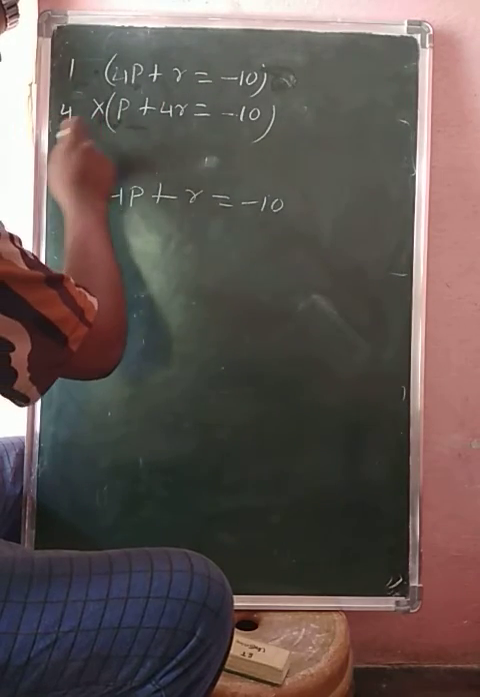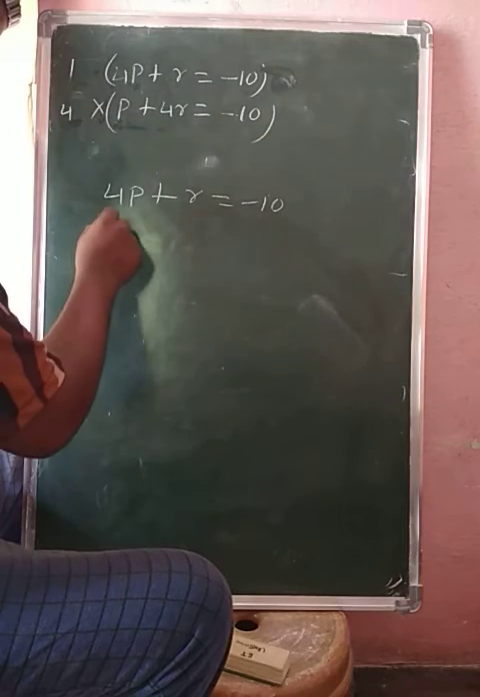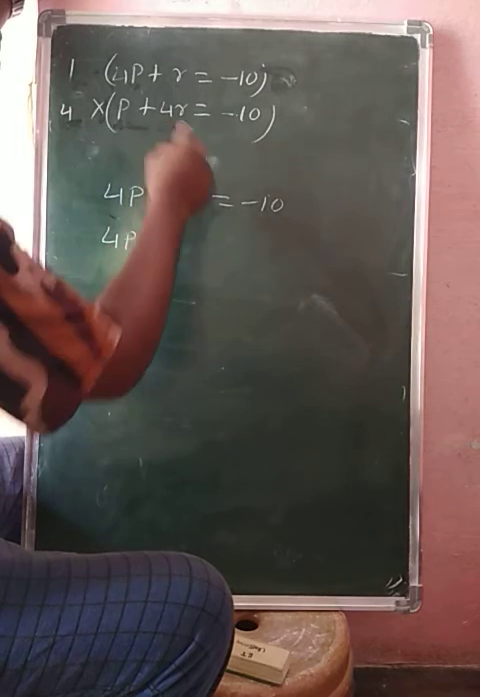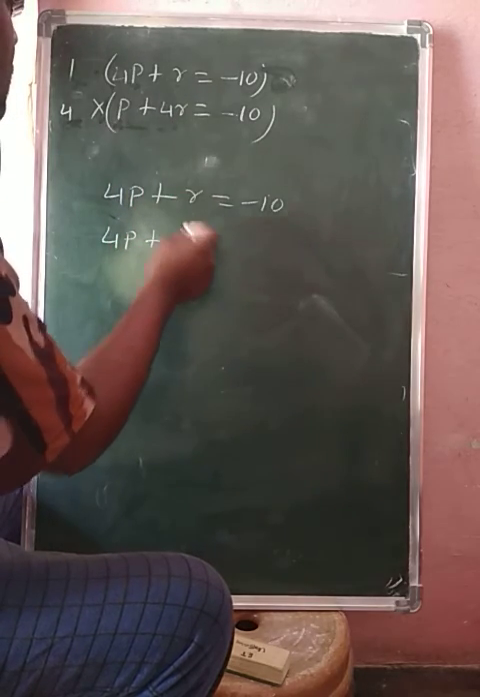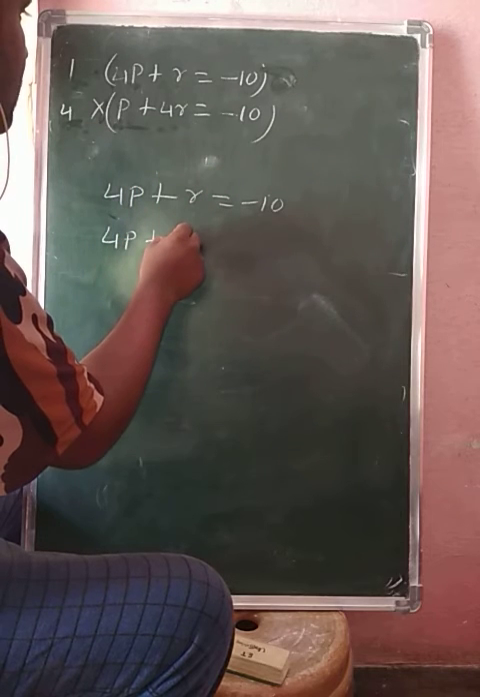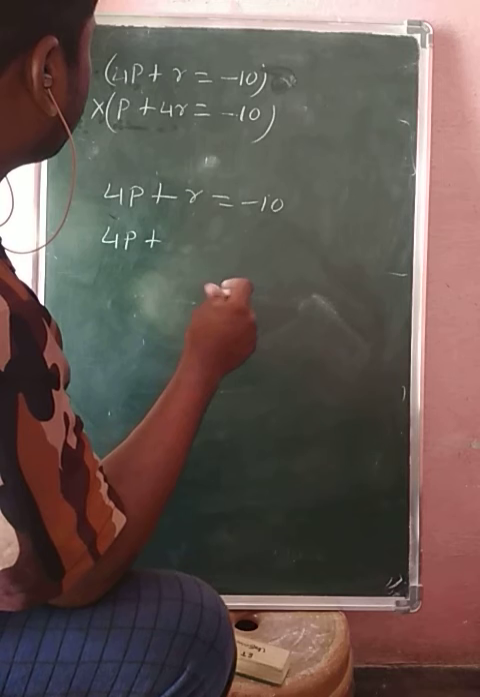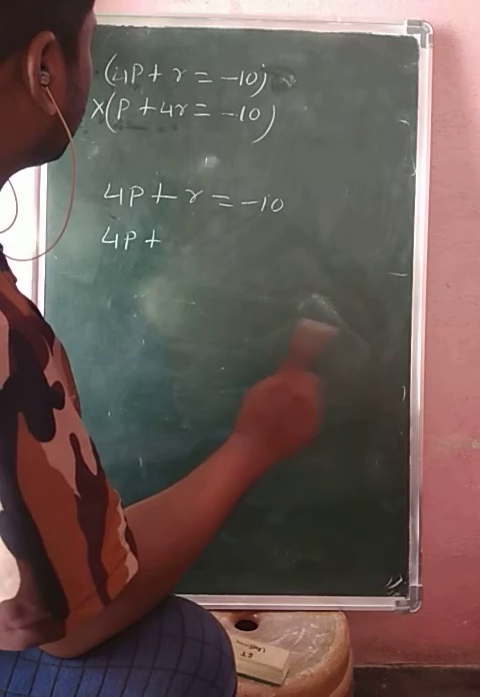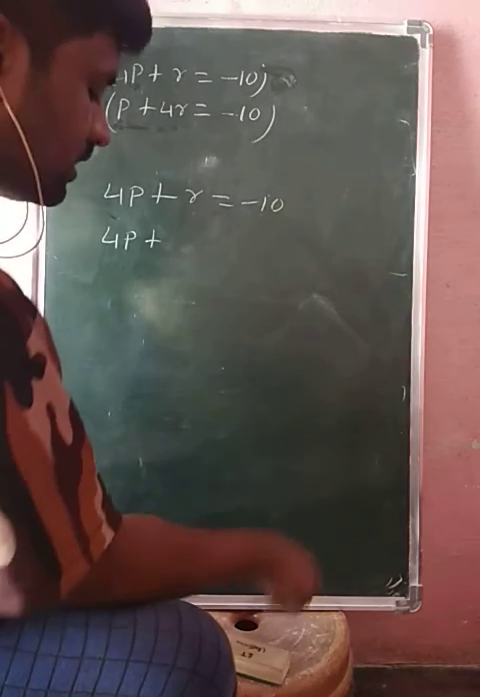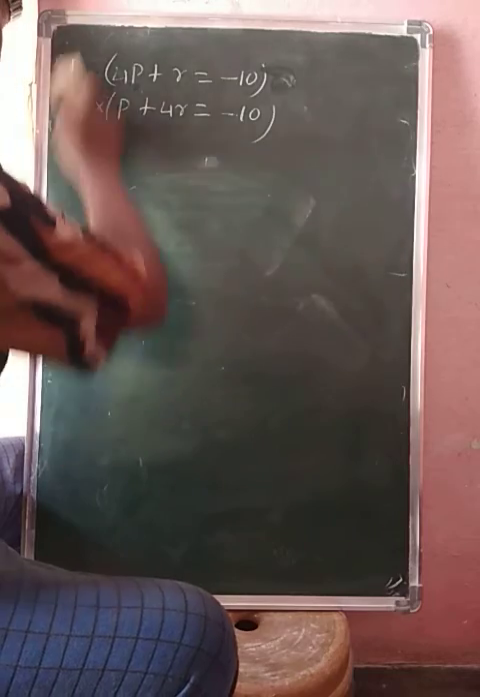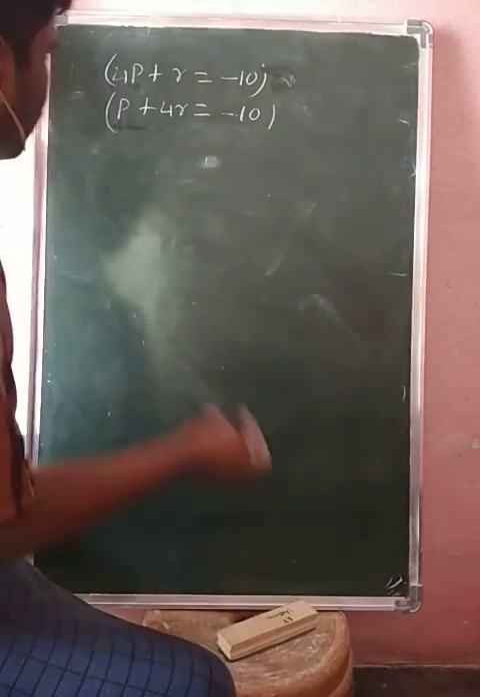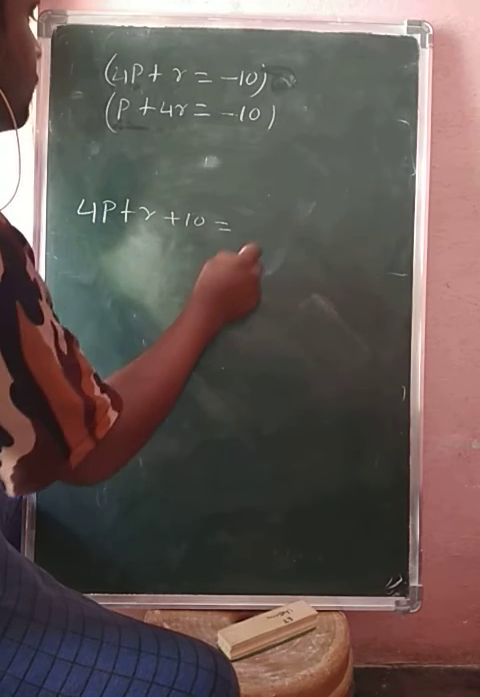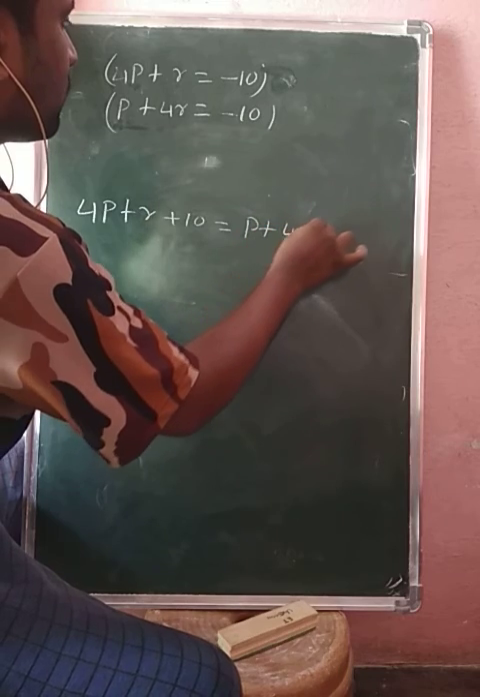Next, 4 into the complete equation. 4 into p is 4p plus 4 into 4, 4 fours are 16. Here to cancel the p value, no need to take it like this. Simply equating, we get the chance. I just want to equate the equations. 4p plus r plus 10 is equal to p plus 4r plus 10.